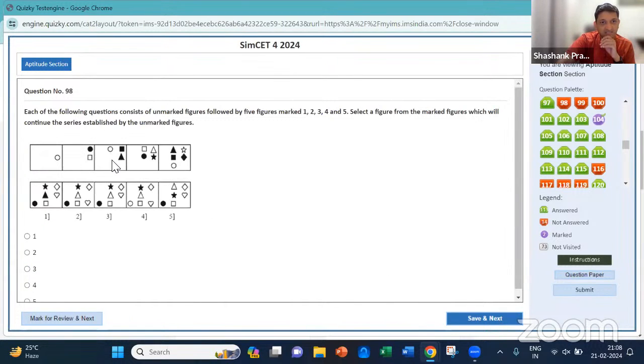Circle, circle, 3, 4, 5. I don't need to go here. Okay, all of them are here. White, black, white, black, white, black hona chahiye circle. So option 4 is out. Then what happens? Square will come niche. White, black, white, black. So white square will come niche, which is universal truth.